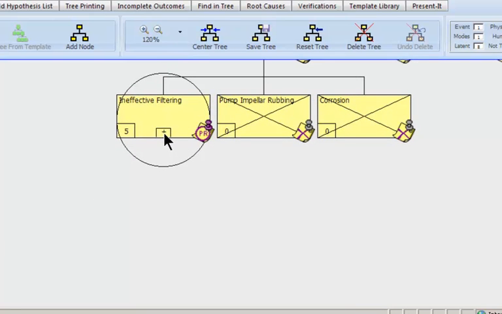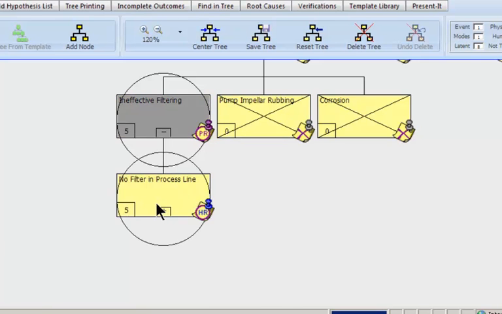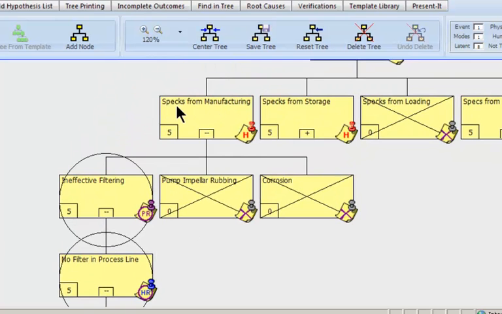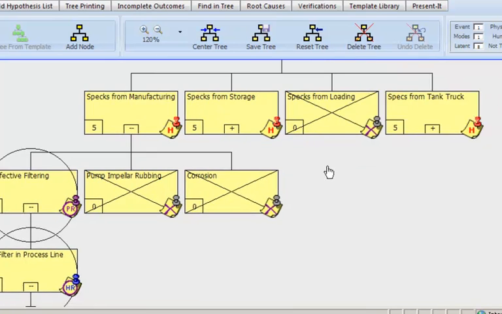So we're going to follow the things that prove to be true. How could I have had ineffective filtering? With the label on here, this being a physical route or observable, no filter was in the process line. This is a human route. There was a decision not to put a filter in this process line, so now we want to switch our questioning to, well, why would we have made that decision? There were financial constraints, a press on money, that viewed this as not a high priority in the context of the money that they had in their budget. So because this was not viewed as a high priority, the filter was chosen not to be put in the line. This resulted in ineffective filtering, which caused the specks from manufacturing to be included.